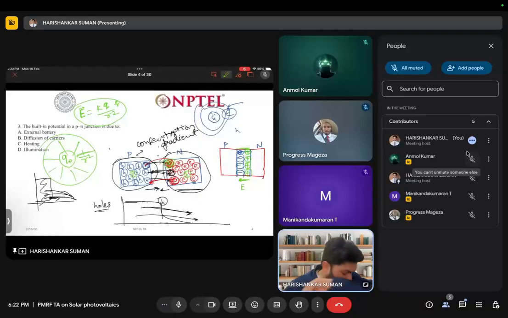This is the p-n junction, or depletion region, also called the space charge region. So the electric field is always positive to negative. Clear?